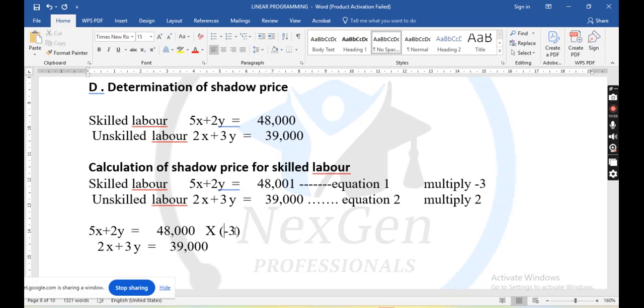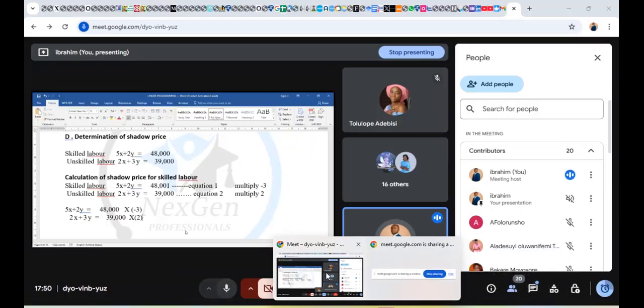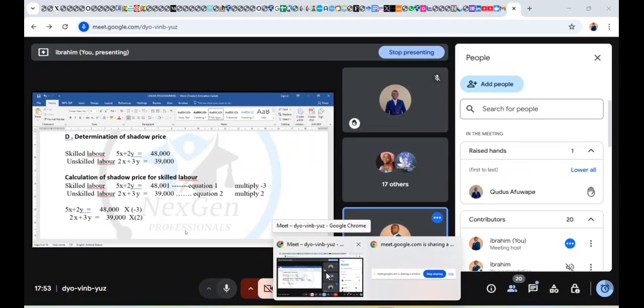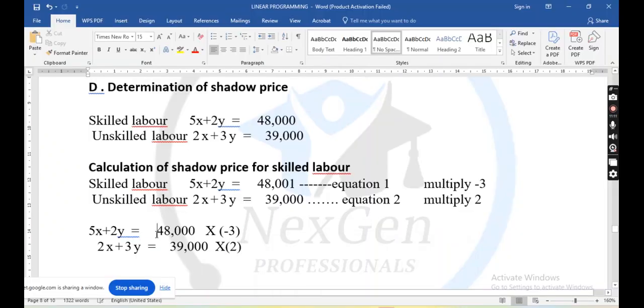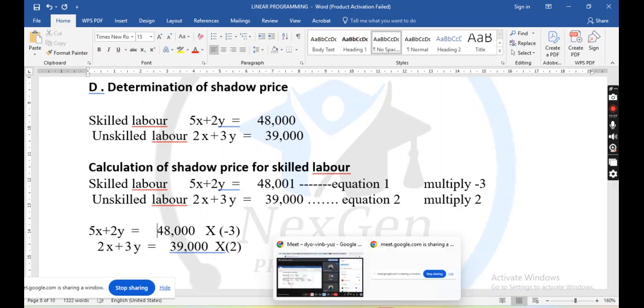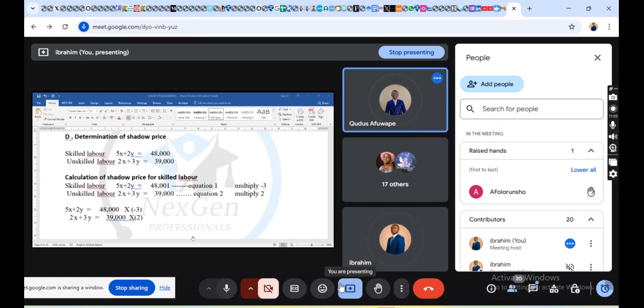Using the elimination method, we can decide to use the substitution method. Times 2. Any question? Kudus? Yes, sir. Please, why are we multiplying by minus 3? Because the equation is plus 3, not minus 3. Kudus, did you do the substitution method and elimination method in your school? It's because of the method I want to use. Kudus, you can decide to use any method you feel like.